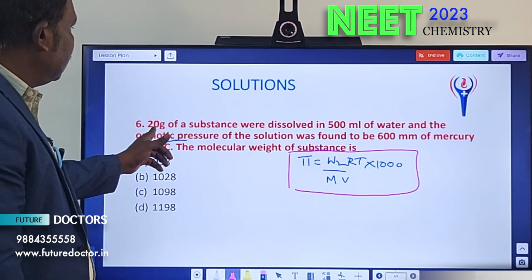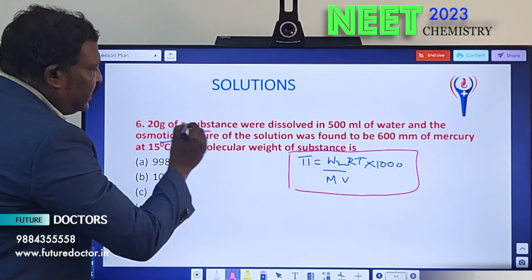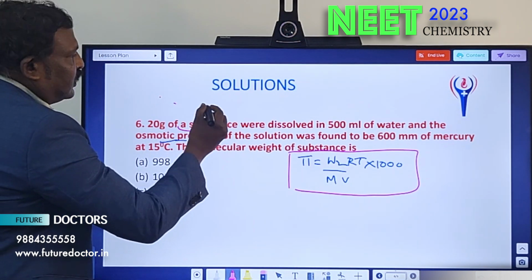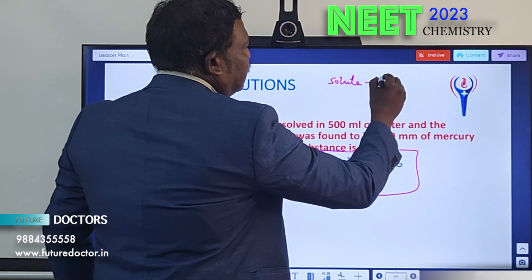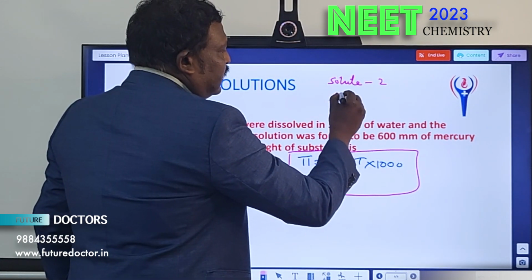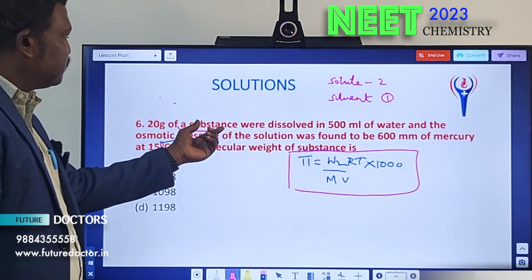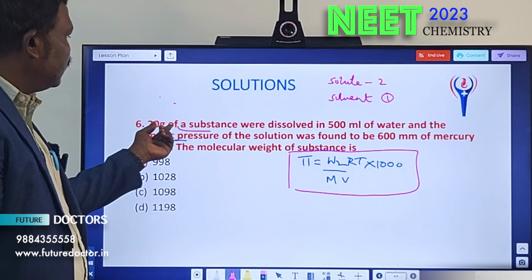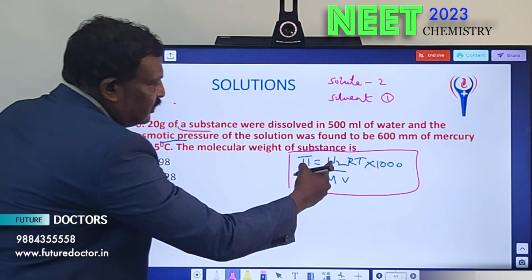Now see the values. 20 gram of substance. The solid is always considered as 2, I already told you. The solvent is considered as 1. 20 gram of substance means mass W2. So here 20, what is this?